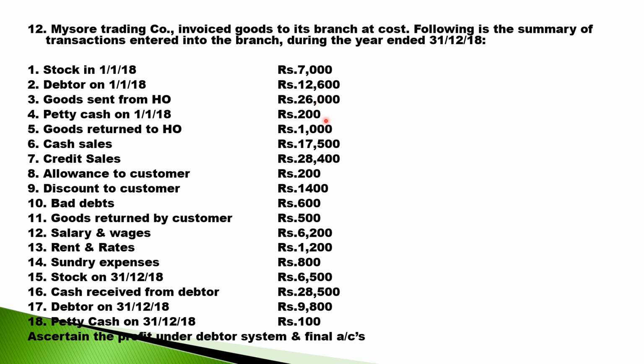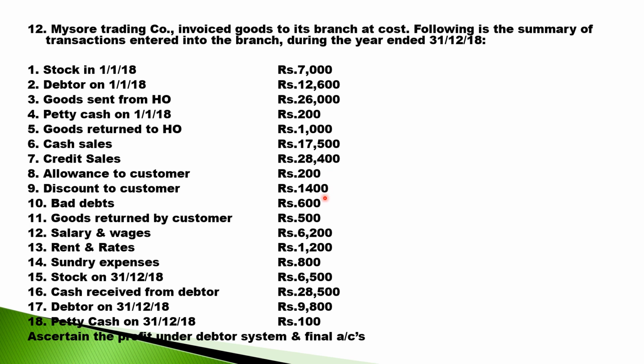Goods returned to head office, credit side. Cash sales 17,500, credit side. Credit sales is marked, it will not come in branch account, it will come in debtors account. Allowance to customer is marked, discount to customer is marked. Allowance to customer is nothing but discount allowed. We have again discount to customer 1,400.